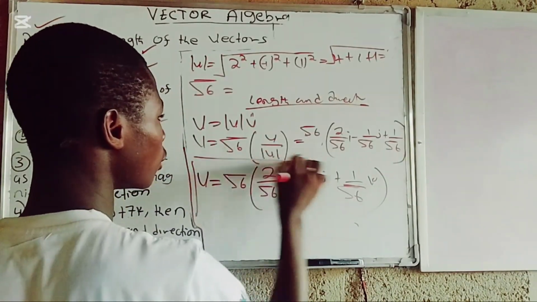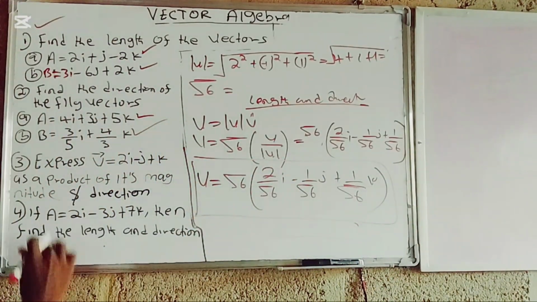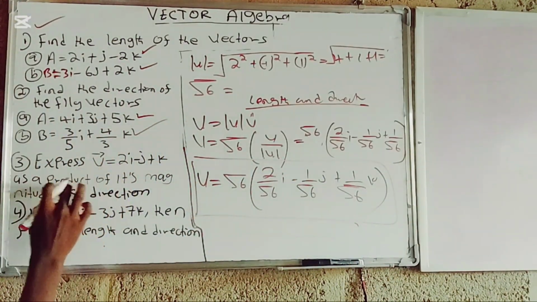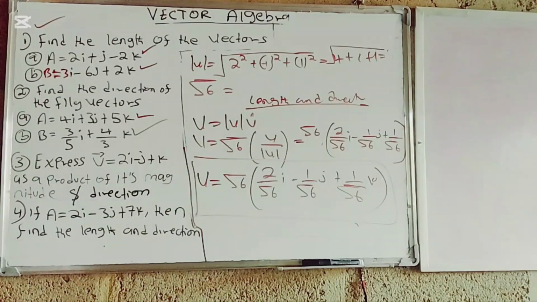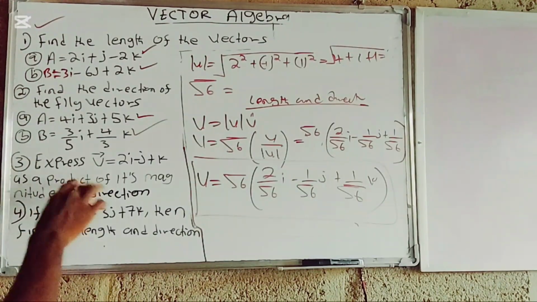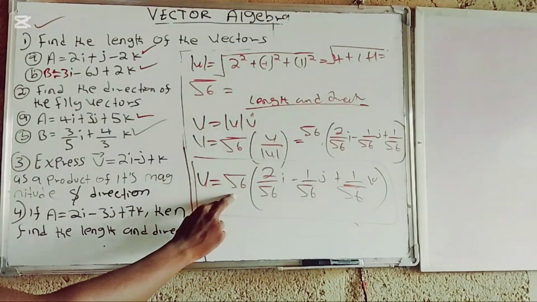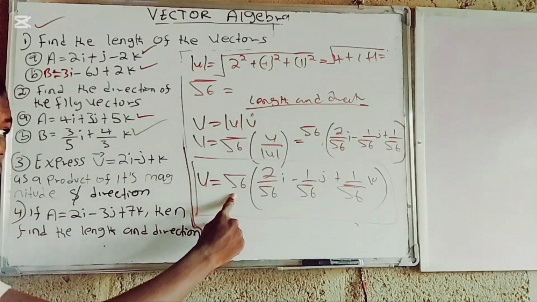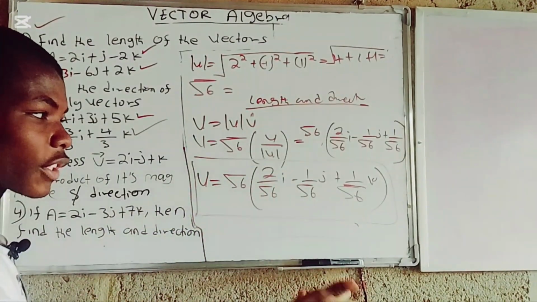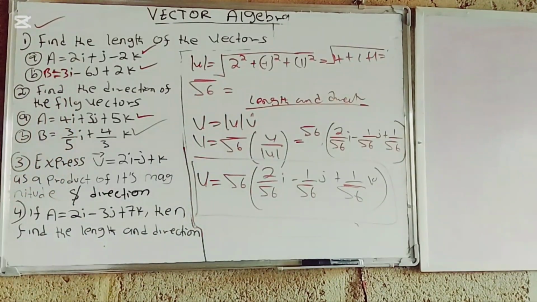So therefore you can leave your answer like that, because it says to express this vector as a product of its magnitude and direction. Magnitude and direction is the same thing as saying length and direction. So as you can see, the product of this magnitude and direction. Product is like a multiplication, times the direction of the vector.